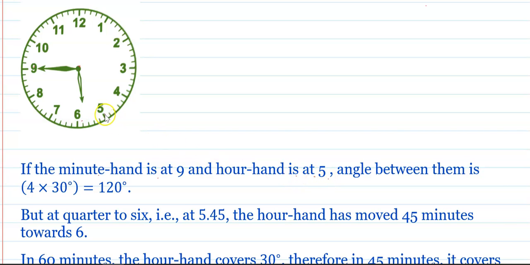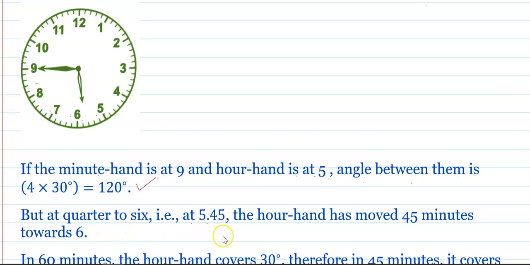ठीक आहे, त्याने तो 5 मध्ये घेतलेला आहे, चालेल आपल्याला. The angle between them is 4 into 30. किती प्लेसेस येतात तिथे? 1 2 3 4. 4 into 30, then you will get 120. But at 5:45 means what?